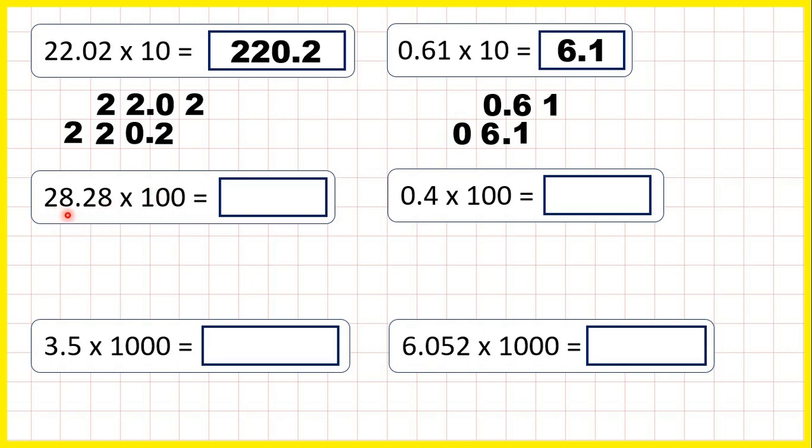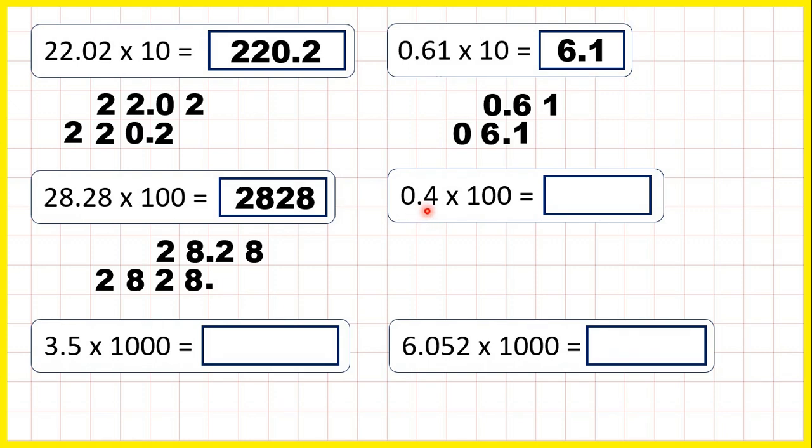Now we have 28.28, so we can write the number out and copy down the decimal point, but this time we're multiplying by 100, so digits are moving 2 squares to the left, and the way to remember that is that 100 has 2 zeros. So if we copy down this 2 squares to the left and do the same with our other digits, now we have the decimal point on the end. And when we have a decimal point on the end of a number, we have a whole number. So our answer is 2828.